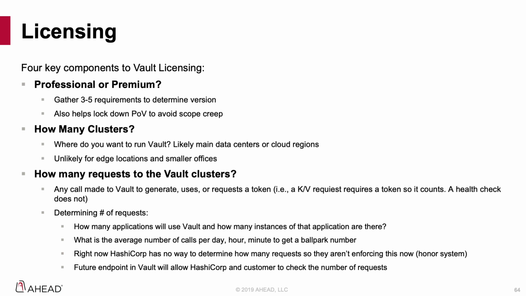So when we're talking to customers, the idea is to gather 3 to 5 requirements to help determine what version of Vault we need. Do we need the features that are included in professional, or do we need to bump up to premium if they're looking for performance replication or MFA or anything like that? What that also helps us do is lock down a proof of value to help avoid scope creep.